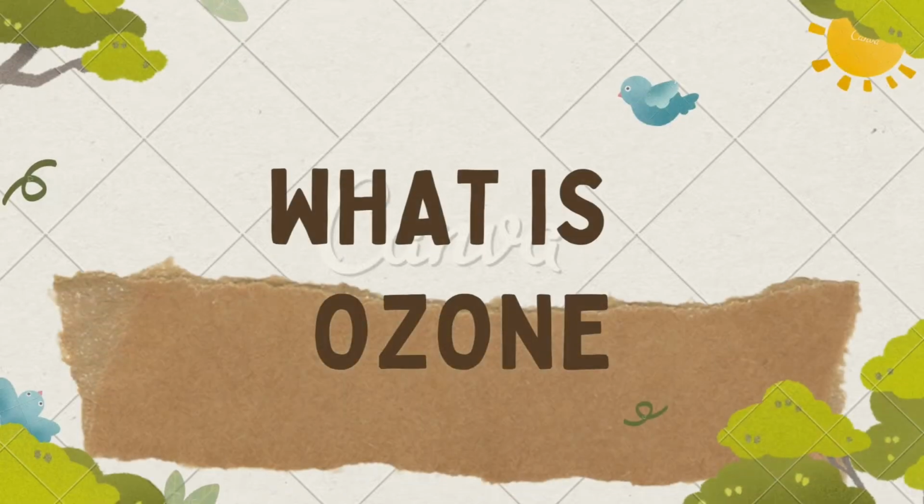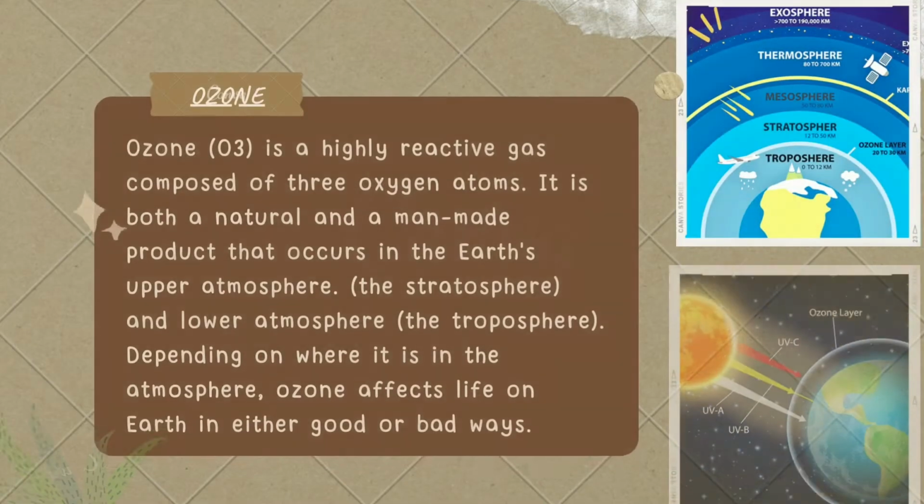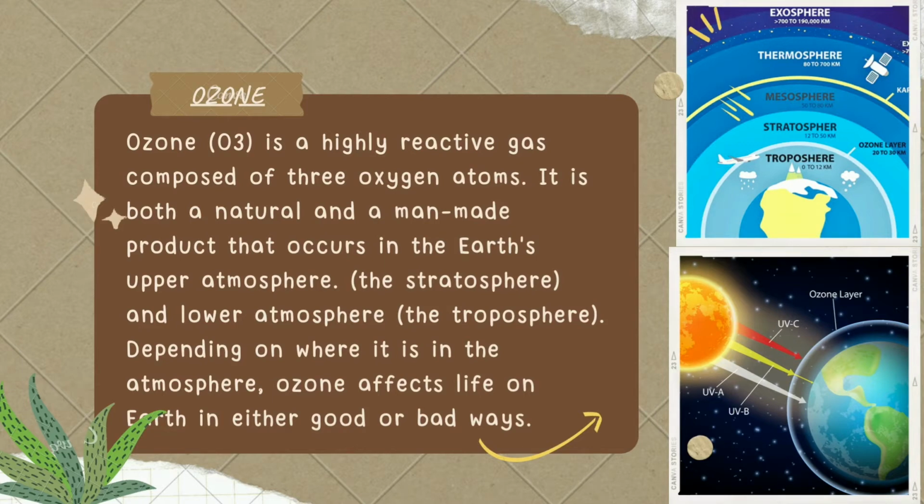What is ozone? Ozone is a highly reactive gas composed of 3 oxygen atoms. It is both a natural and a man-made product that occurs in the Earth's upper atmosphere and lower atmosphere depending on where it is in the atmosphere. Ozone affects life on Earth in either good or bad ways.